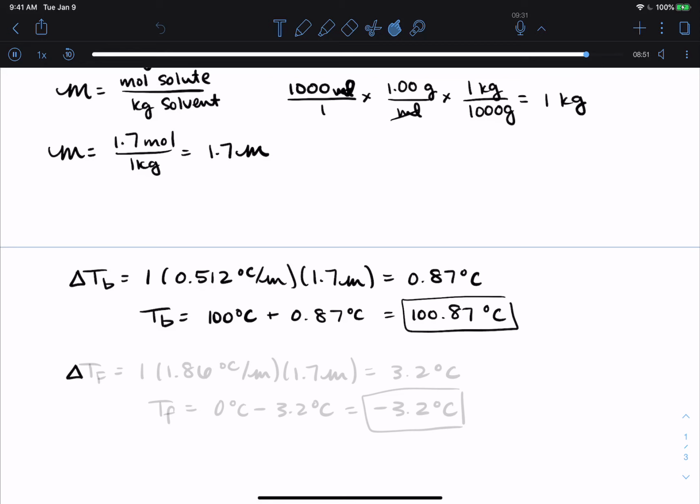And for freezing point, my delta T_F, i factor is 1. My constant is 1.86 degrees C per molal times 1.7 molal for the concentration. And you get 3.2 degrees, but the freezing point is lowered. So my new freezing point is 0 minus 3.2. So my new freezing point is negative 3.2 degrees C.